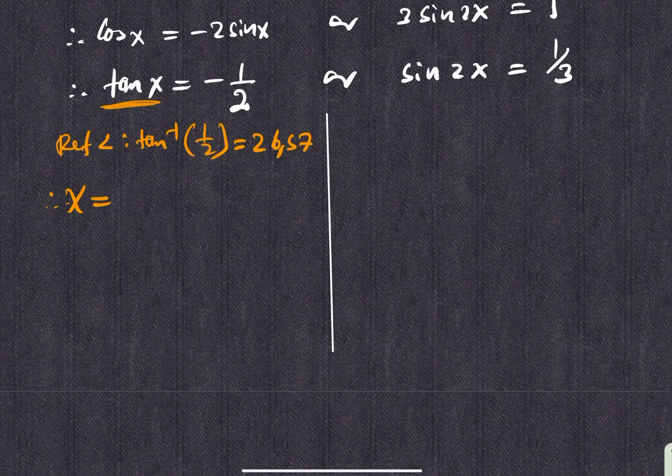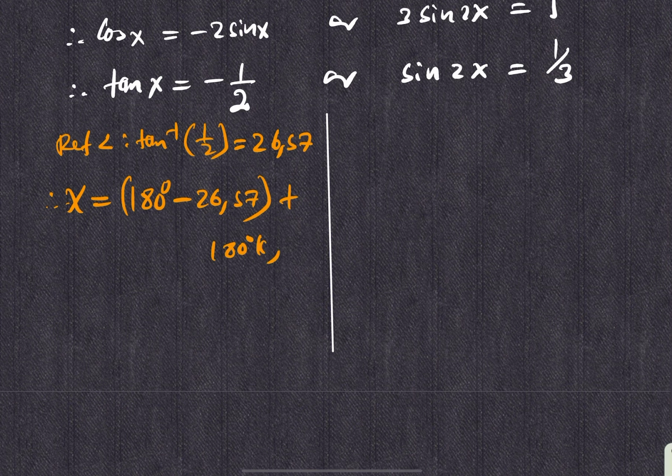Therefore, the general solution is going to be x equals, you check where tangent is negative. It's negative in the second quadrant and the fourth quadrant. So you can just write one of them, but don't write all of them. I'm going to choose the one in the second quadrant, which is 180 minus this number, 26.57, plus the period of the tangent, that is 180 degrees k, where k is an element of integers.